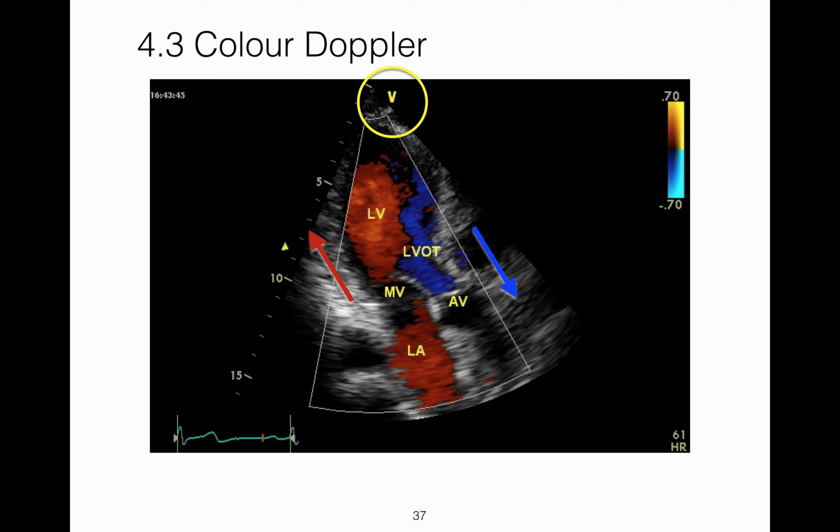So, looking at the image on the slide, remember that the apex of the sector is the point from which the beam is transmitted. On this image, red color indicates flow towards the probe from the bottom of the image towards the top, that is, from the left atrium to the left ventricle, and blue indicates flow away from the probe from the top towards the right of the display, that is, from the left ventricle to the aorta.